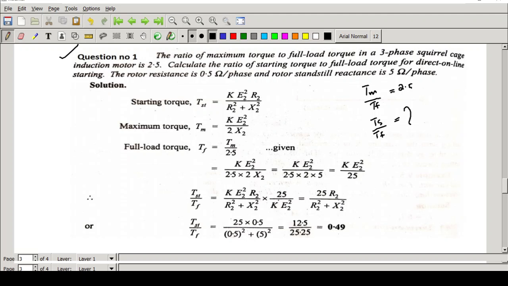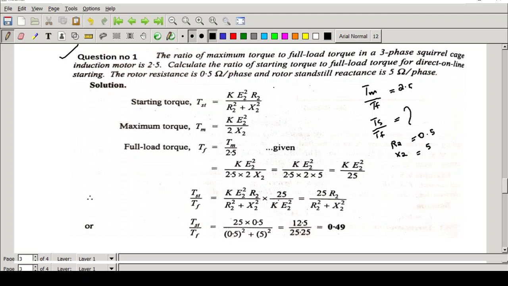And what are the values which are given? The rotor resistance R2 is given. Then rotor standstill reactance X2 is also given. So R2 is 0.5 and X2 is 5. These values are given. Okay. So first let's write the equation for the starting torque.